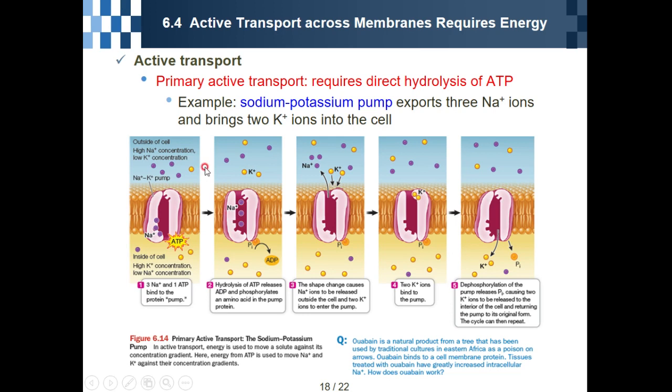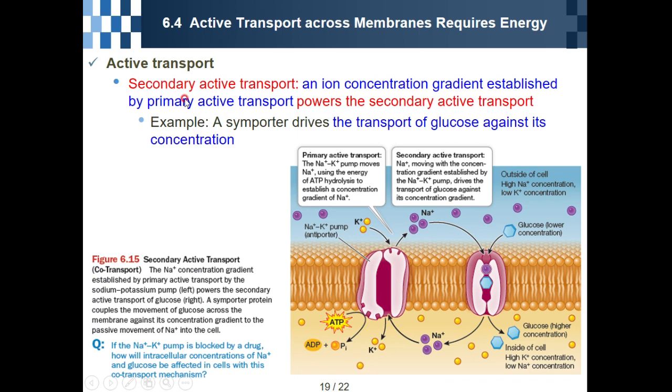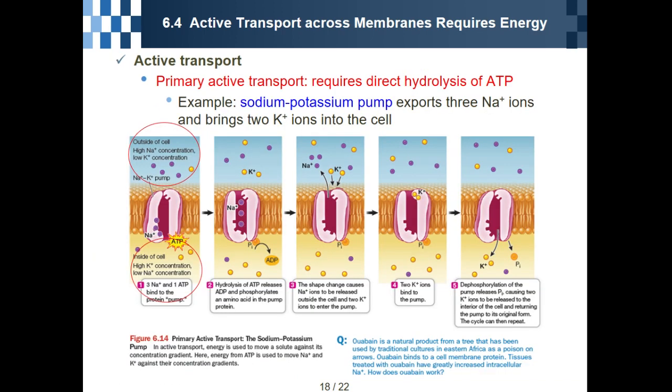So, in active transport, there are two kinds. First one is primary active transport. Second one is the secondary active transport. So we will see some details. Okay? Let's start from the primary active transport. Primary active transport also needs ATP.